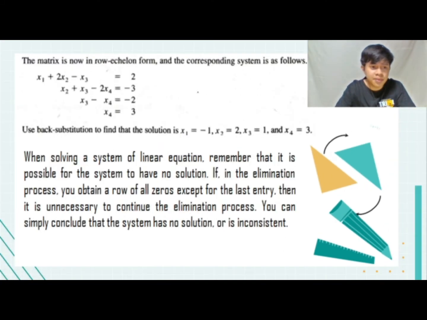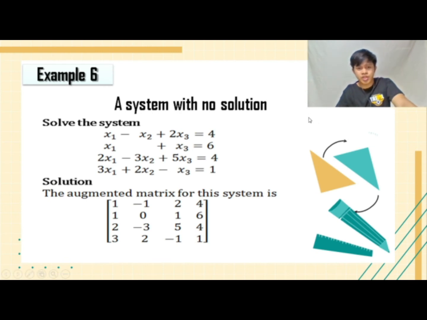So in example number 6, a system with no solution. So solve the system of linear equations: x of 1 minus x of 2 plus 2x of 3 is equal to 4. So x of 1, since this is 0, and then plus x of 3 is equal to 6. 2x of 1 minus 3x of 2 plus 5x of 3 is equal to 4. 3x of 1 plus 2x of 2 minus x of 3 is equal to 1. So, the same process, write the augmented matrix of the system of linear equations.